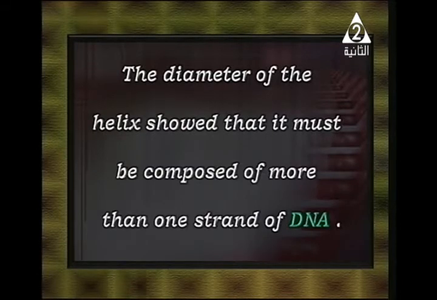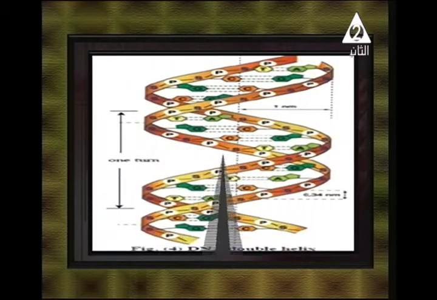The diameter of the helix also showed that it must be composed of more than one strand of DNA. So we got the first evidence about the molecules inside and outside, and also the diameter, by the diffraction technology using X-rays carried out by Franklin. She proved also that the DNA should be a double strand, not a single strand. And this is the final structure they discovered and agreed about for DNA. It consists of a double strand, and each strand consists of nucleotides.